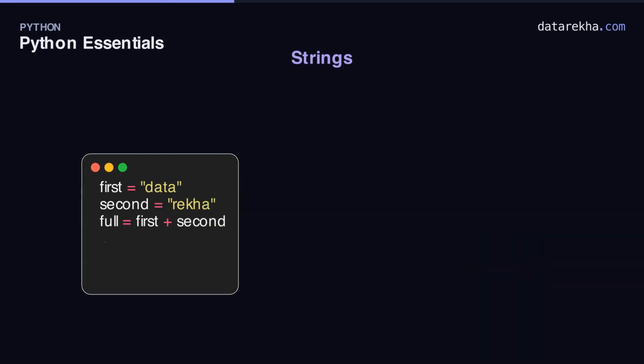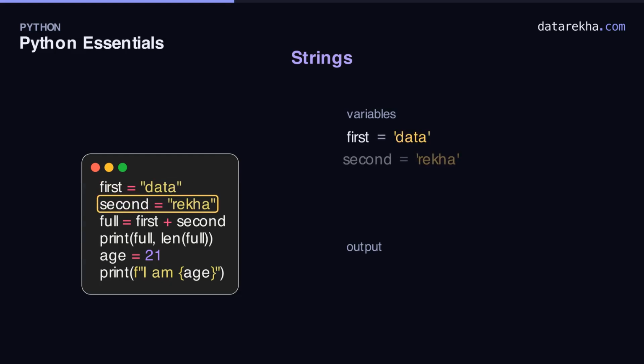Strings are text, and they're everywhere in data work. Let's build one up. First is the word DATA. Second is the word REKHA. Line 3 joins them with a plus sign. For strings, plus doesn't add. It glues, end to end. So full becomes DATAREKHA, one word.